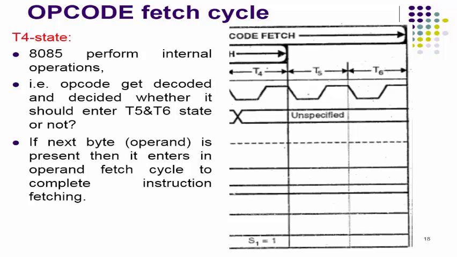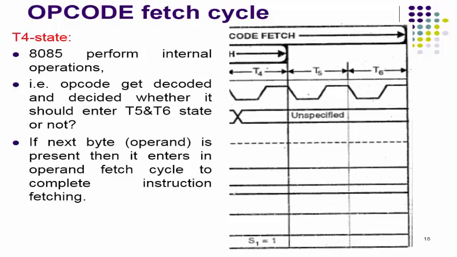Then in the fourth T state, 8085 performs internal operation. In this particular period, the processor decides whether to move towards the T5, T6 state or the next machine cycle. That is, the opcode gets decoded and it is decided whether it should enter the 5th or 6th T state or not.